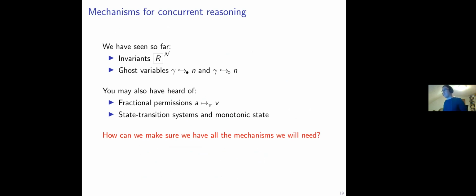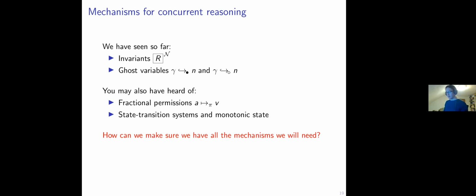However, those are not the only kinds of reasoning principles or mechanisms that one might want to use when reasoning about a concurrent program. So for example, you might have heard of the idea of fractional permissions, which lets you take apart this points-to fact. So instead of one thread exclusively owning a location, many threads can own it a bit, and they can all read from it concurrently and in an unsynchronized fashion. So this is great for representing read-only concurrency. Or you might have heard of the idea of a state transition system or monotonic state, which plays an important role in verifying fine-grained concurrent data structures.